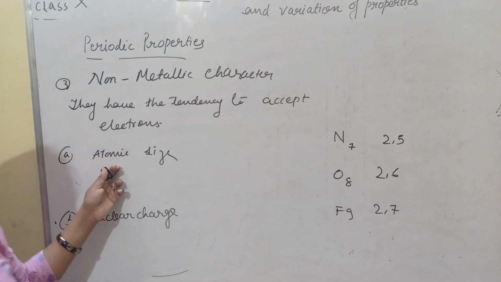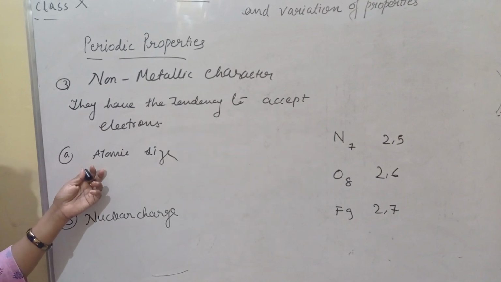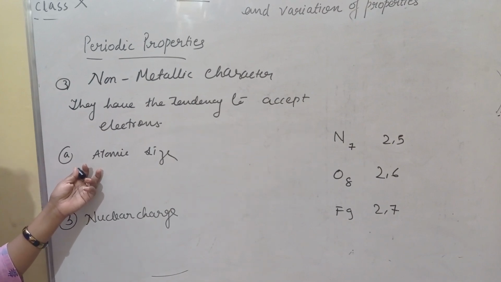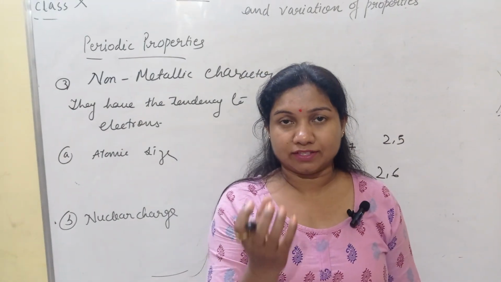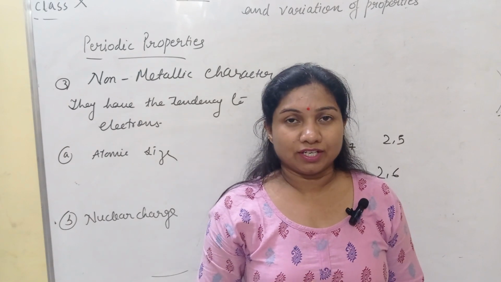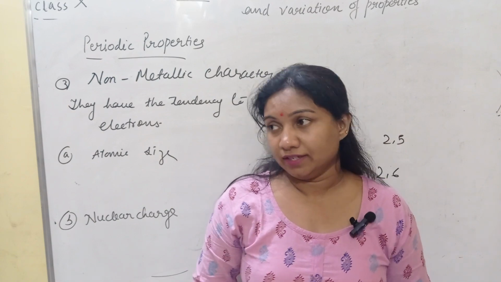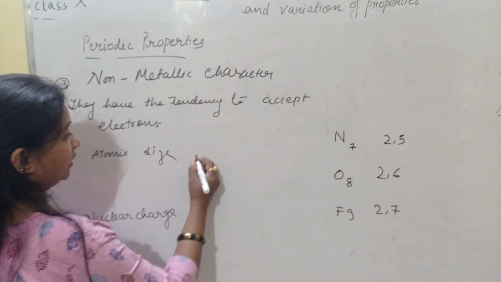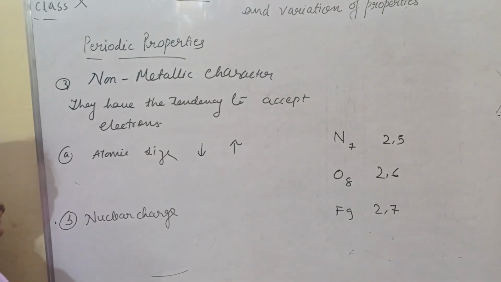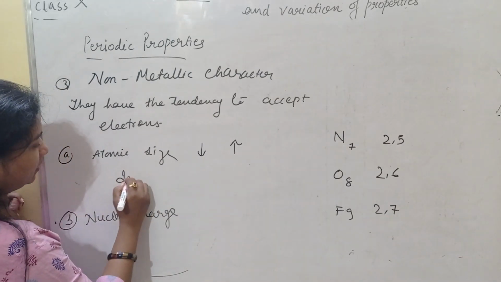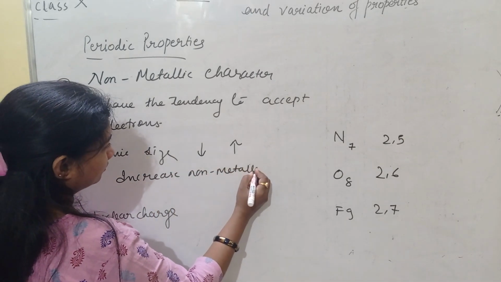Now how will the size of the atom affect the non-metallic character? For non-metallic character, we want the acceptance of electrons, addition of electrons. For that, the size should be smaller. If the size is smaller, the electron will get attracted towards the nucleus, and the nuclear charge will favor the acceptance of more electrons in the shell. So a decrease in atomic size will increase the non-metallic character.